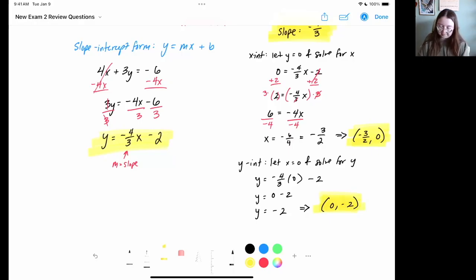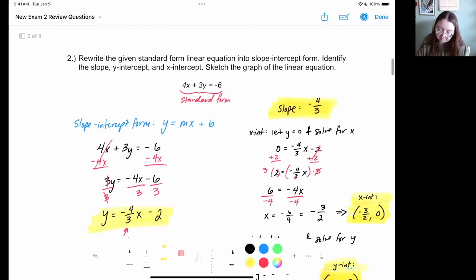Let me highlight that. All right, so there's our x-intercept and our y-intercept, and we can label those a little bit more if you would like. So this is our x-intercept. This is our y-intercept. So now we've gotten everything that the problem is asking us for. We changed our equation into slope-intercept form. We identified the slope. We found the y-intercept. We found the x-intercept. So now the last thing is to sketch the graph.